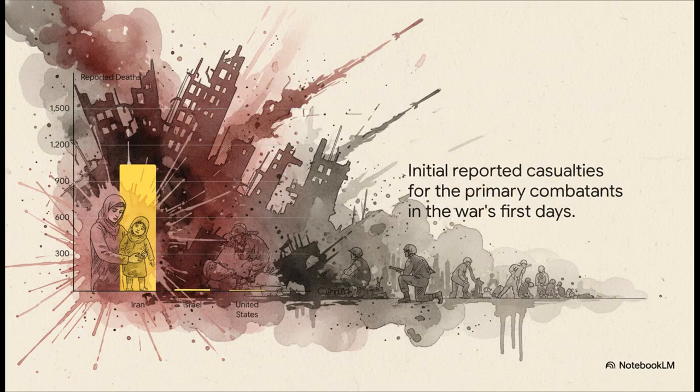And of course, with any conflict like this, there is an immediate, devastating human cost. While the exact numbers were, as you'd expect, fiercely debated, the initial reports painted a really grim picture. Sources were talking about thousands of military and civilian deaths inside Iran, with dozens of casualties also being reported in Israel and among U.S. forces stationed in the region.